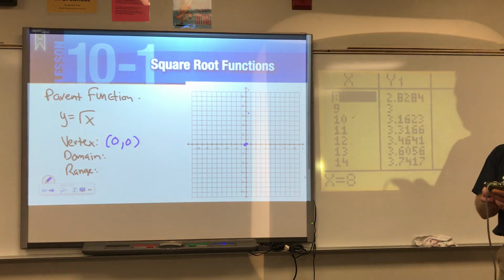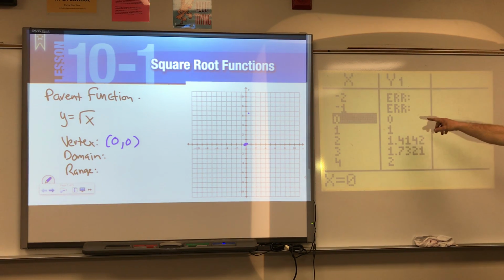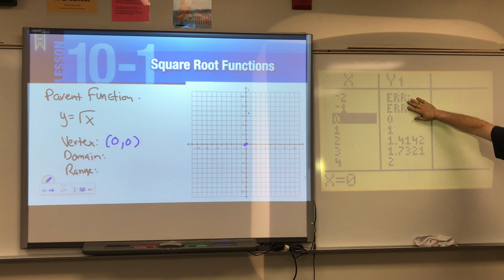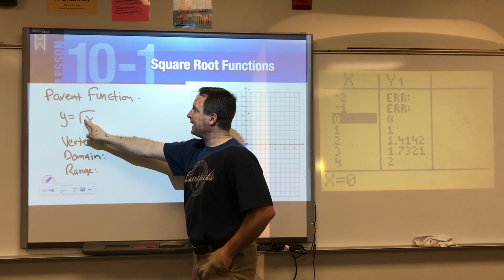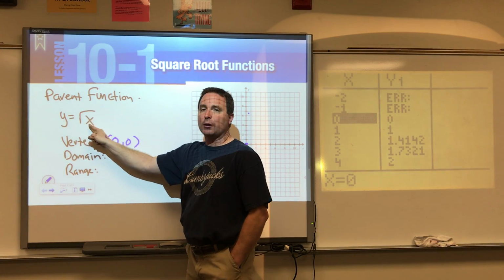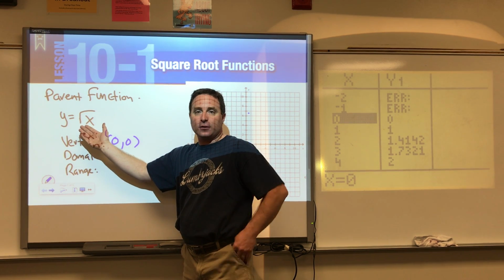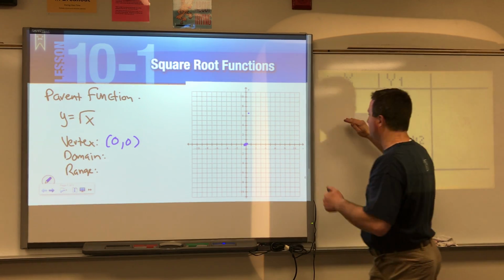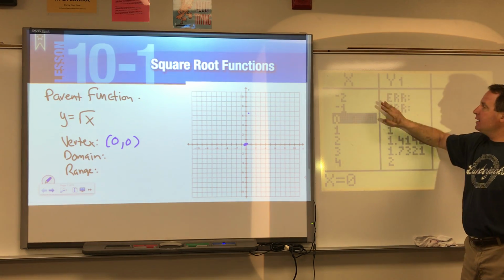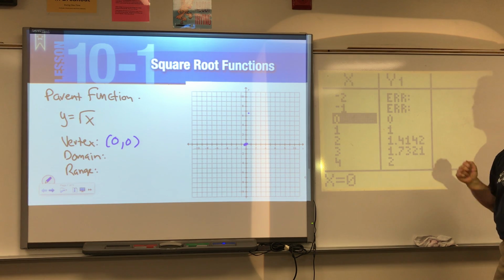If I press second graph, okay, and I go right down here to 0, 0, there's my vertex. Well, first of all, what's this stuff on the right here called error? Why is it telling me error there? Well, what if I let x be negative 1? If I plug in a negative 1, it'd be y equals the square root of negative 1. Well, we can't do square roots of negative numbers. For all practical purposes, for what we know, it doesn't exist. So that's why any negative number, any number less than 0, is going to be an error. Okay? And that's why it only works from 0 and everything to the right.